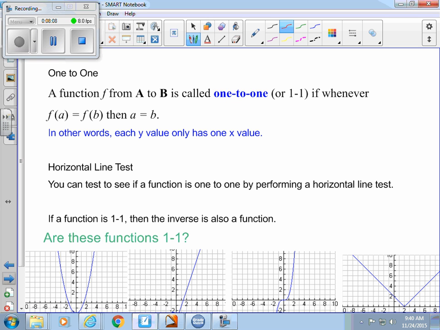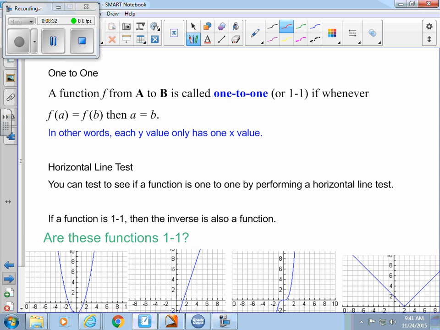The math words behind that sound yucky. But a function from A to B is called one-to-one if whenever f of A equals f of B, then A equals B. What that means is the x's don't repeat and the y's don't repeat. If neither the x's nor the y's repeat, then you have what's called a one-to-one function.